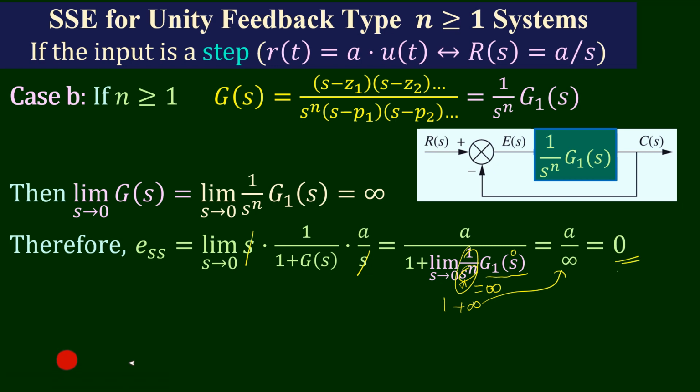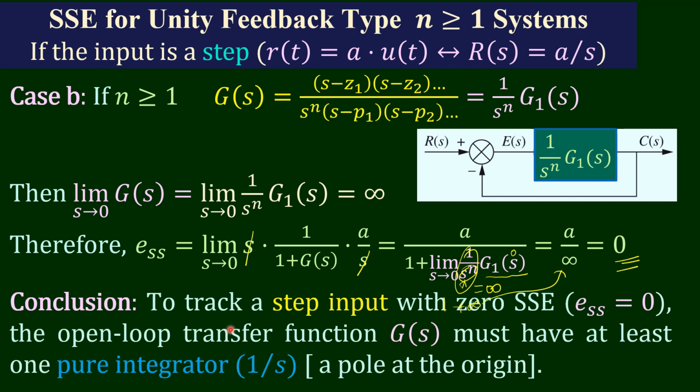So from here we conclude that if the system type is 1 or greater than 1, and the input to the system is a unit step input, then the steady state error will be equal to 0 if the total closed loop is stable. The conclusion is written like this: to track a step input with 0 steady state error, this means ESS equal to 0, the open loop transfer function G(s) must have at least one pure integrator. This means a pole at the origin.